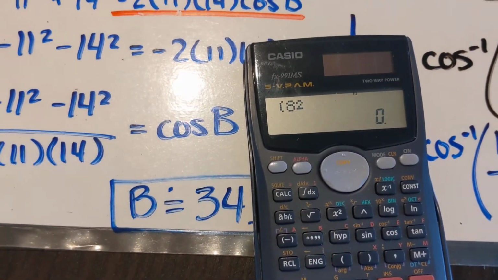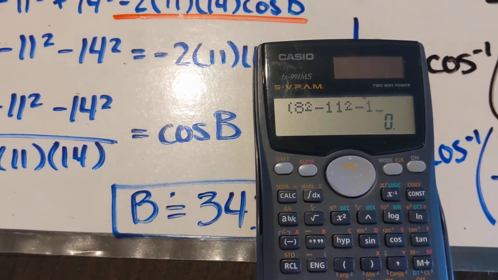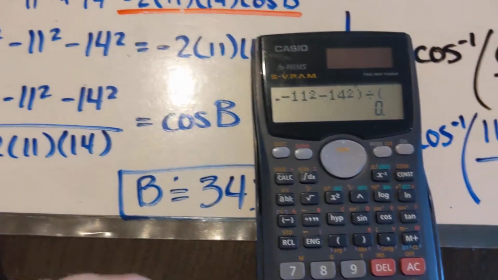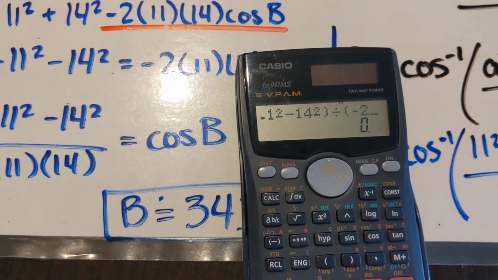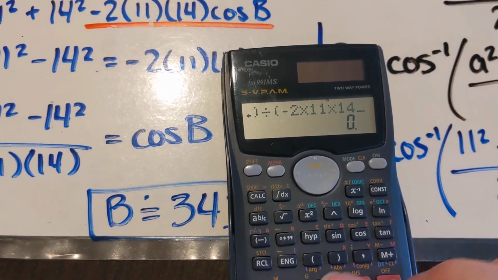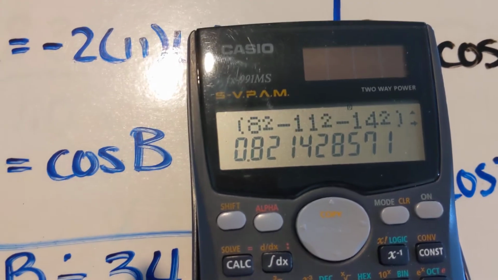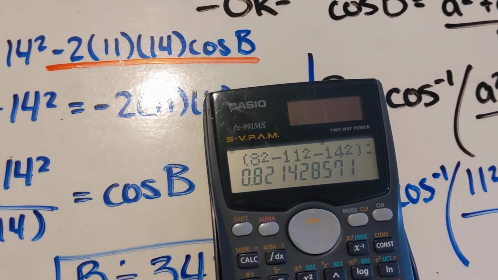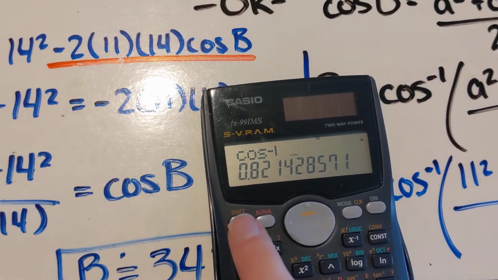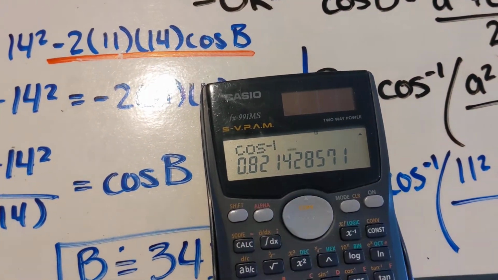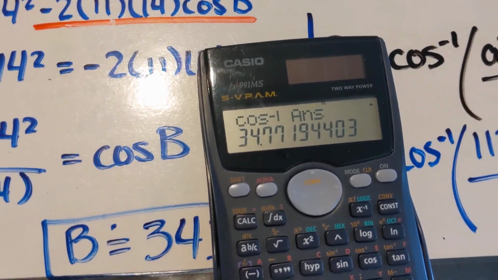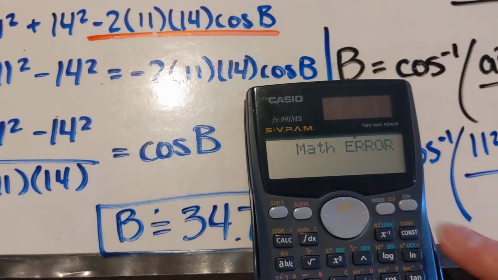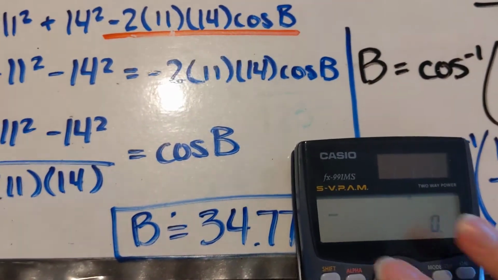8 squared minus 11 squared minus 14 squared. Close the brackets, and then I'm going to divide by everything on the bottom. Negative 2 times 11 times 14. And I'm going to get this. So that is what cos of B is. To undo the cosine, I have to do inverse cos. So shift or second function. So you have inverse cos of the answer. And then I'm going to get 34.77, or about 35 degrees. Ignore that math error. I hit something while I moved the calculator.